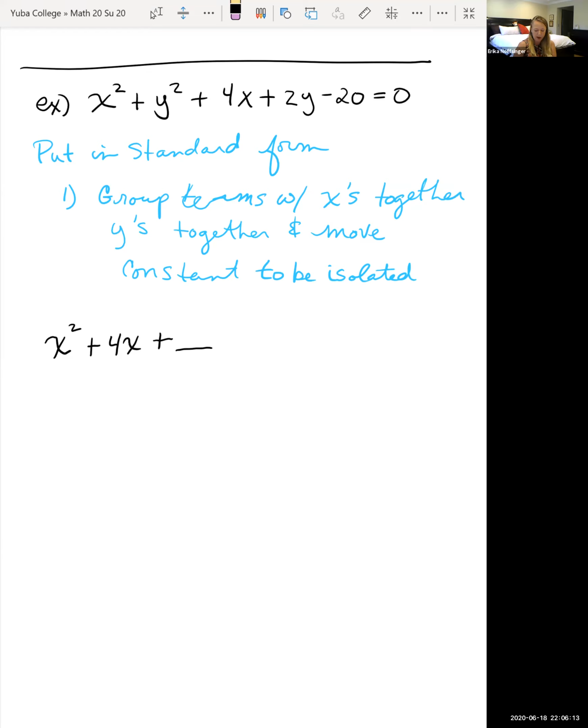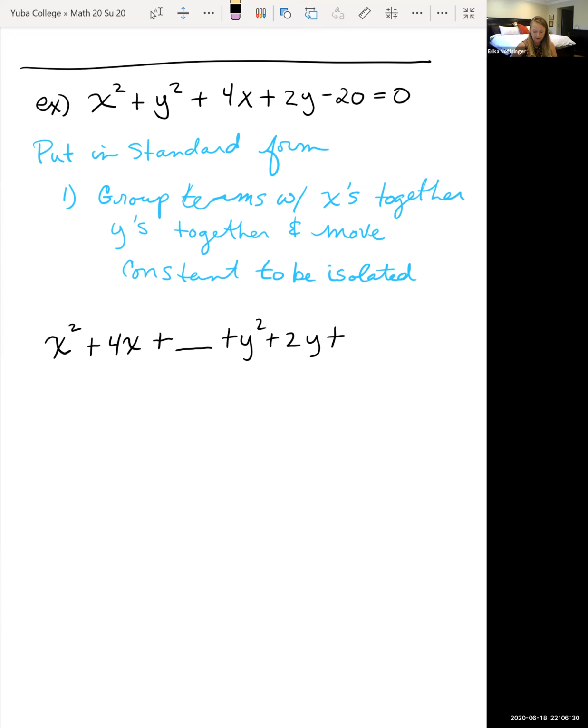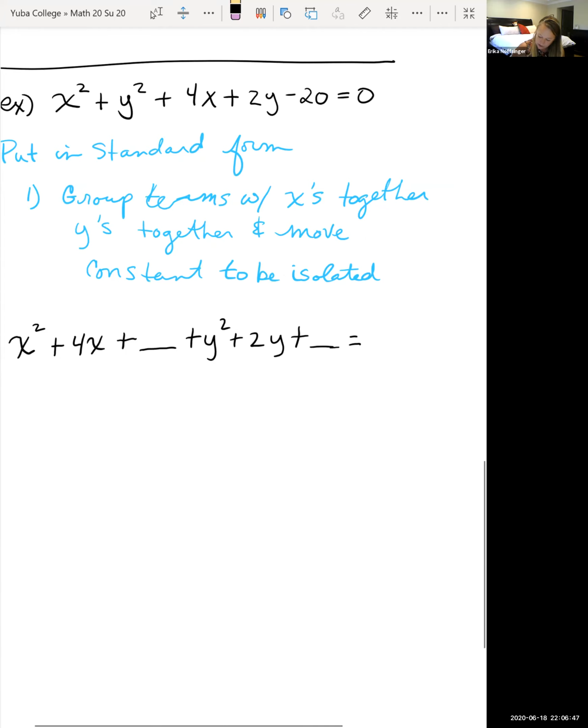So now I'm grouping my y terms together. So I have a plus y squared. This is a positive 2y, so plus 2y. Again, in order to make this a perfect square, I'm going to have to add something here. And so let's just put plus something with a line. This is equal to, so to get that constant to the other side of the equation, this is minus 20, so we'd have to add 20 to both sides. So adding 20 to both sides, we get 20.